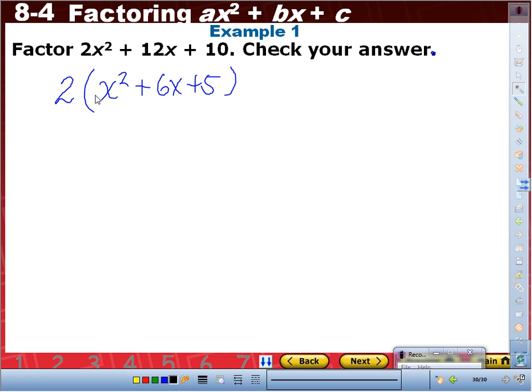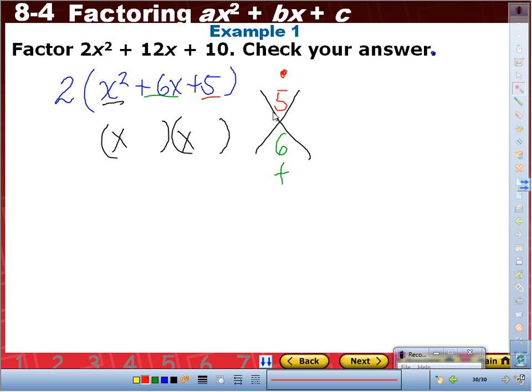So from here, check this out. I'm going to focus on these. I open 2 parentheses. I know I need to factor the first term. From there, I open my diamond. My middle term is 6. That's my sum. My product is 5. So what factors of 5 add up to 6? 1 times 5. So 1 and 5. However, this is where it changes just a tiny bit.